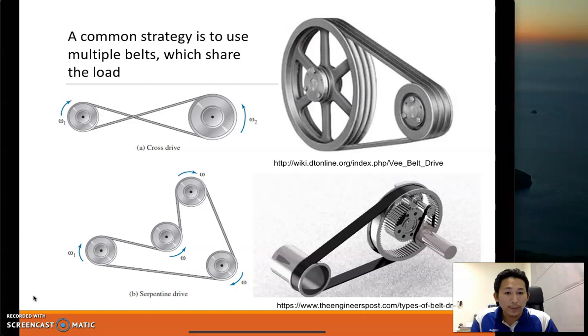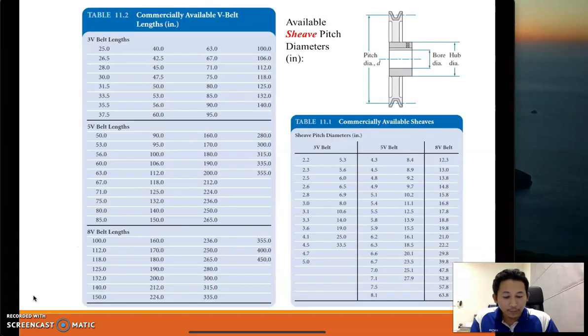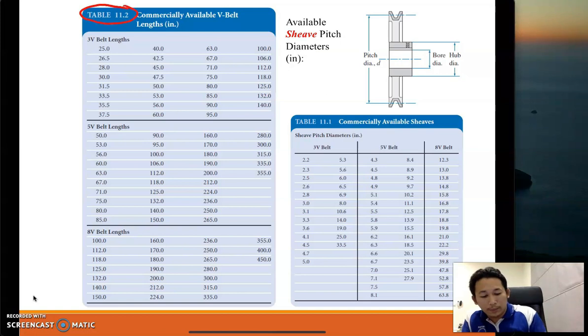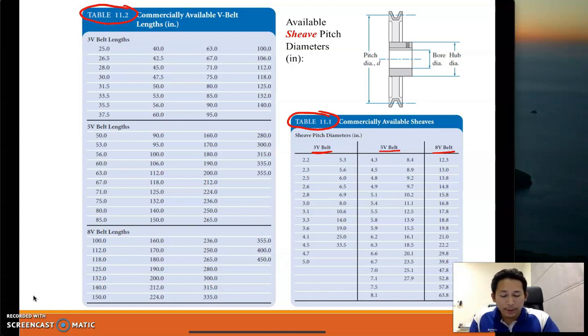From the figure we can see that we use V belts and also flat belt. This is the available sheave pitch diameter, which is table 11.2, and this is table 11.1. The difference is for each section of belts, for 3V, 5V, and also 8V belts. This is for the sheave, and this is for the length.